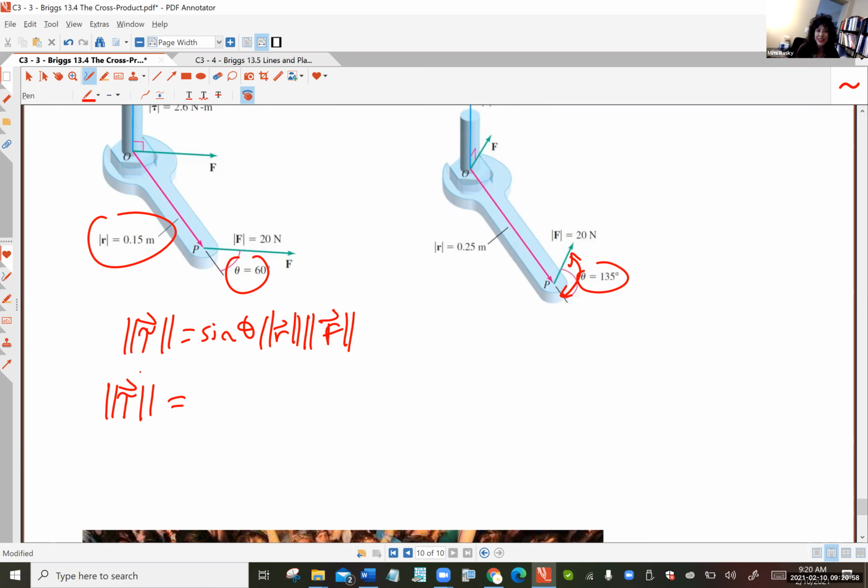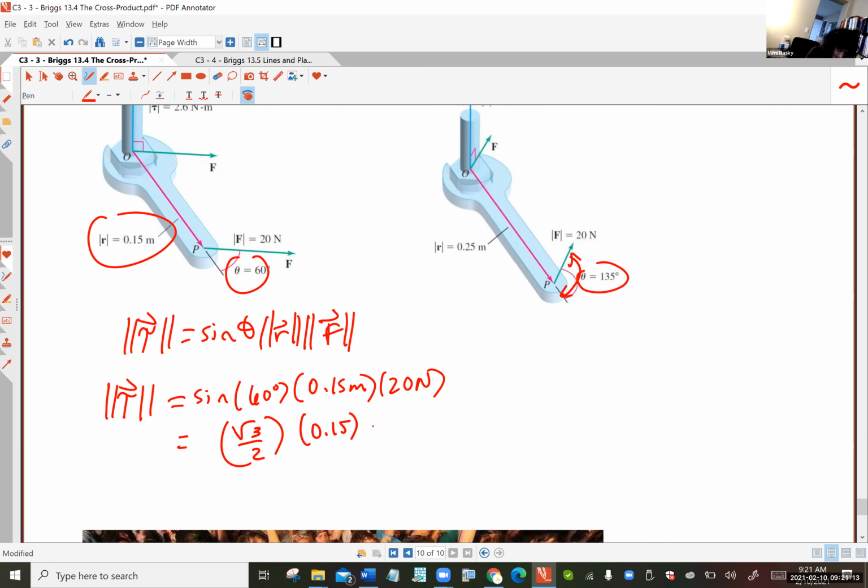I'm not your mother. I'm not going to force you. But I'm just saying, sine of 60 degrees multiplied by 0.15 meters multiplied by 20 newtons, and sine of 60, I believe, is square root of 3 over 2. You want to whip out a calculator, and you will. I'm going to do decimal here instead of exact, about 2.6 newton meters. Newton meters are the units, also known as joules, J. Newton meters, same as joules.